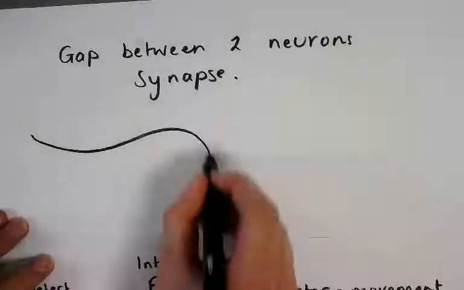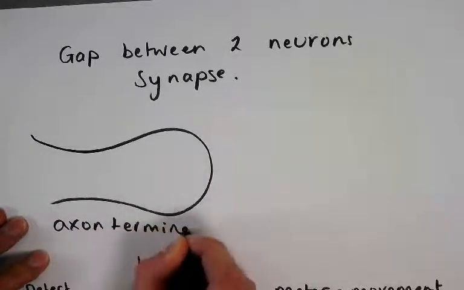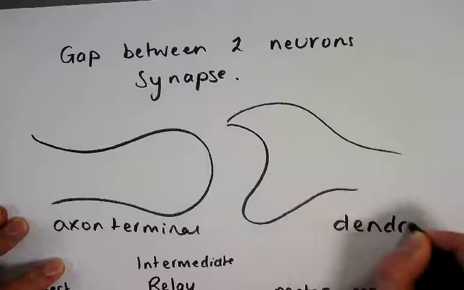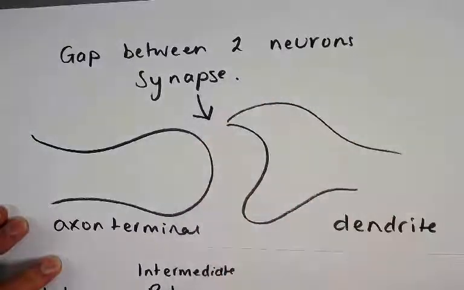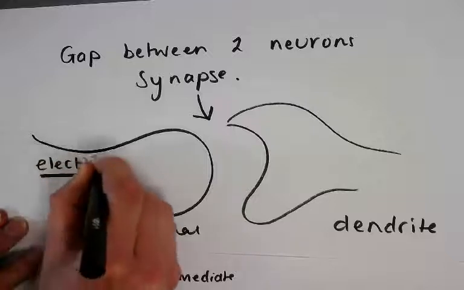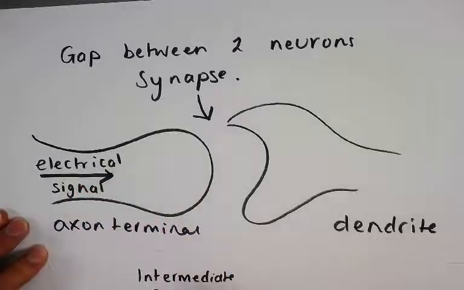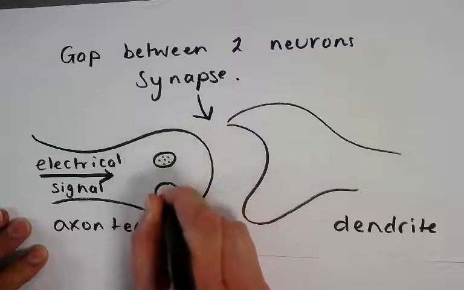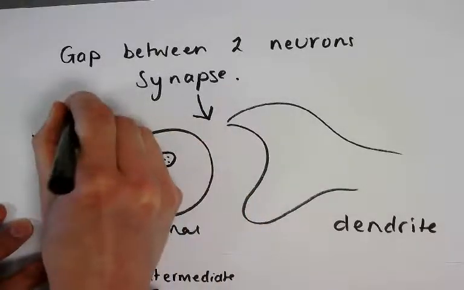So if this is an axon terminal where one axon ends, and this here is the neighbouring axon, the dendrite of the next axon, you can see here we've got the gap, and that gap there is called the synapse. So what happens is the electrical impulse, as all nervous impulses travel around the body as electrical impulses. So we've got an electrical signal travelling down here. What you then have in the cytoplasm of the cell are these vesicles which contain special chemicals which we call neurotransmitters.